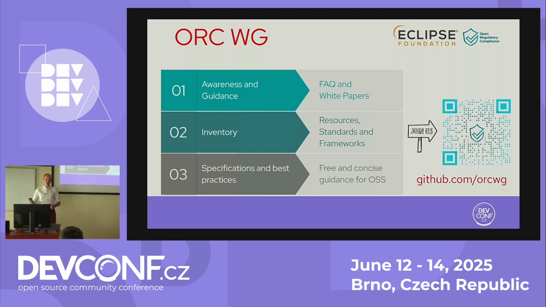First of all, on the awareness and guidance for the open source ecosystem, actually for everybody, for manufacturers, for potential stewards, and for the projects themselves, to produce FAQs and white papers. We're working on an inventory, to name and publish all the resources and standards and frameworks that are available right now as good security practices to follow. We are aiming to produce specifications that are going to be free and concise guidance for the open source ecosystem in order to help with the CRA complexities.